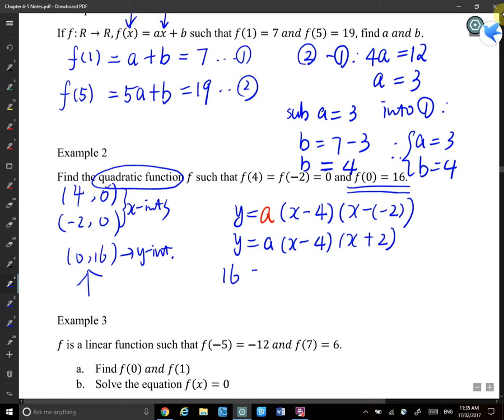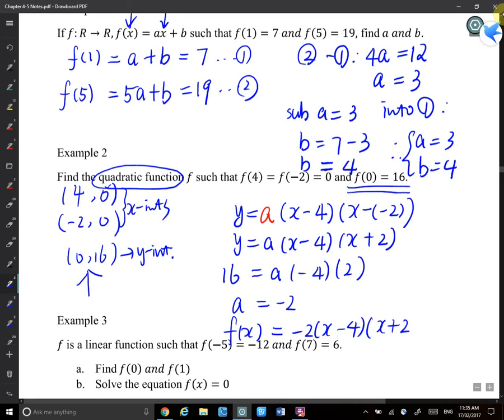So 16 equals a times negative 4 times 2. So a times negative 8 equals 16, and negative 8 times negative 2 is 16. So a equals negative 2. So f(x) will equal negative 2 times (x - 4)(x + 2). Okay, sub a back.